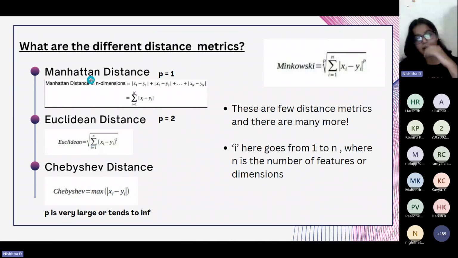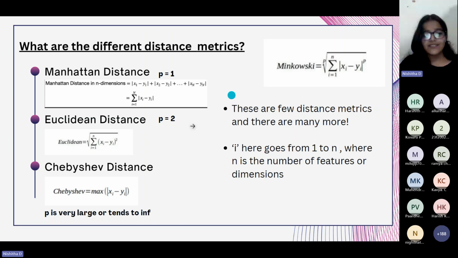Next, another distance metric is the Manhattan distance, which is just p equal to 1. When p is equal to 1, it's very simple. It's just the sum of absolute differences along each dimension. Now we have something known as the Chebyshev distance.